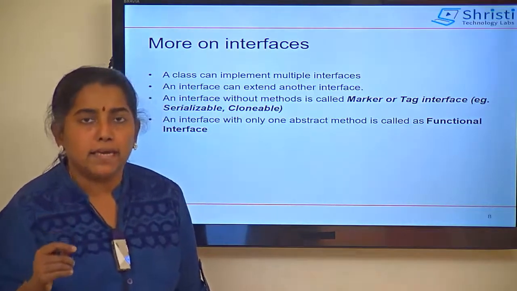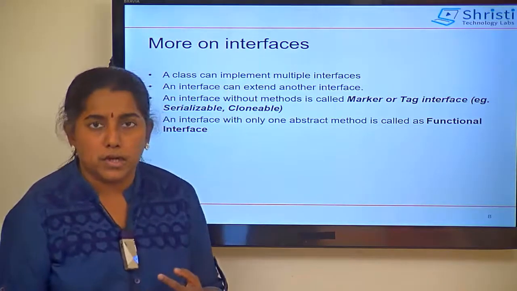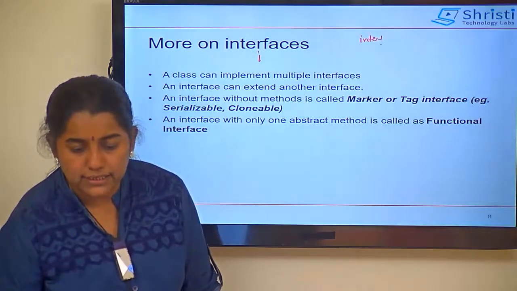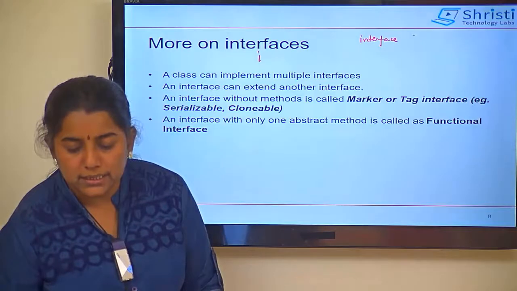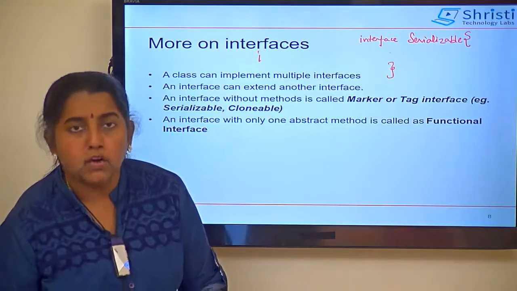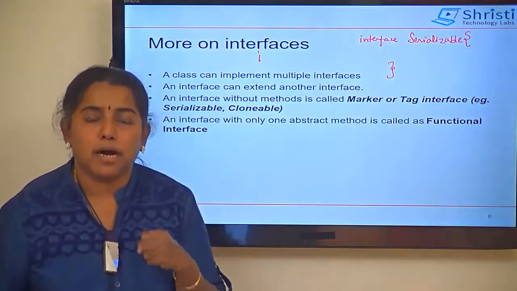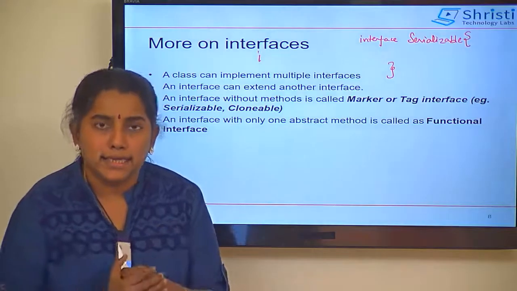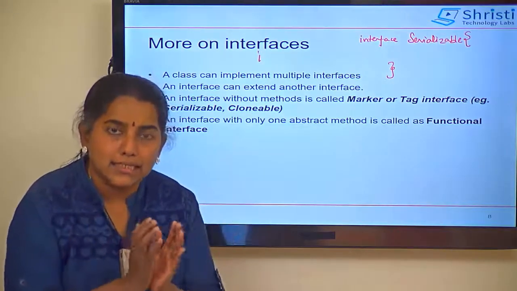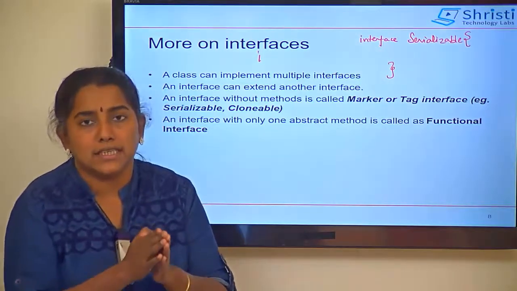In the Java API, there are a few interfaces like this: Serializable, Cloneable. How will the syntax be? It is something like interface name, so in this case it is Serializable, start the curly brace, end the curly brace. No method within this. What is the reason for going in for a marker interface? The idea is, if a class implements Serializable, the class can serialize its object. If a class is not implementing it, it cannot serialize the object.